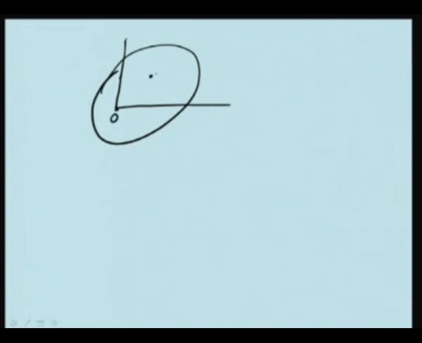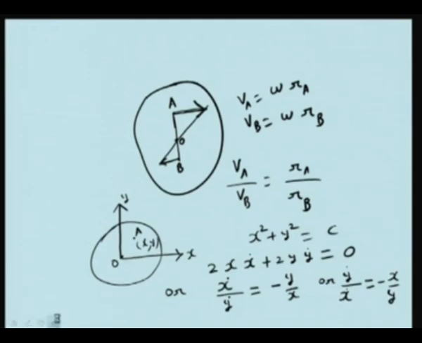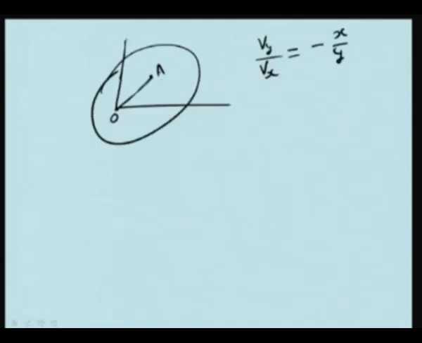So, we have got a relation like this. Suppose this is a body, this is O, this is a point A. Now y dot is the Vy component of the velocity of point A, and similarly x dot is Vx, so Vy by Vx is equal to minus x by y.